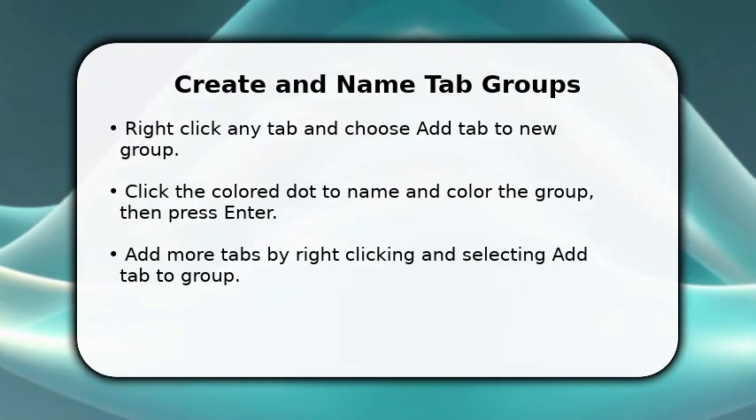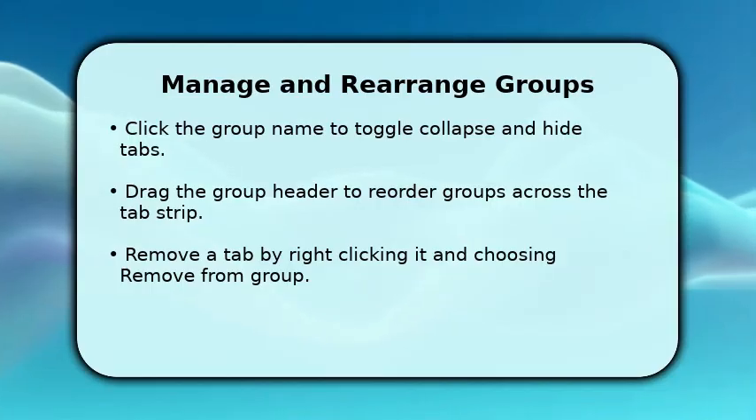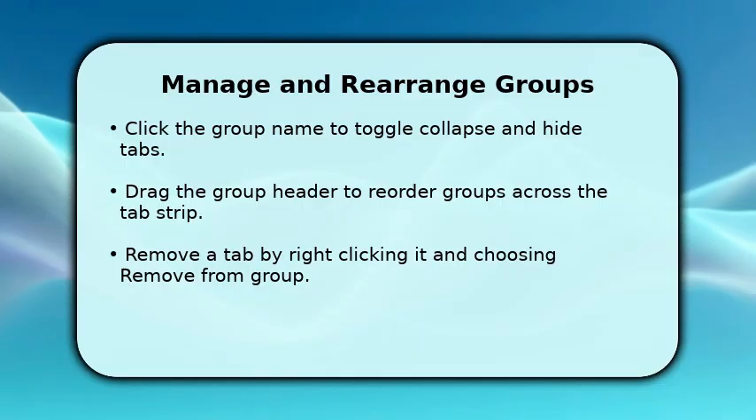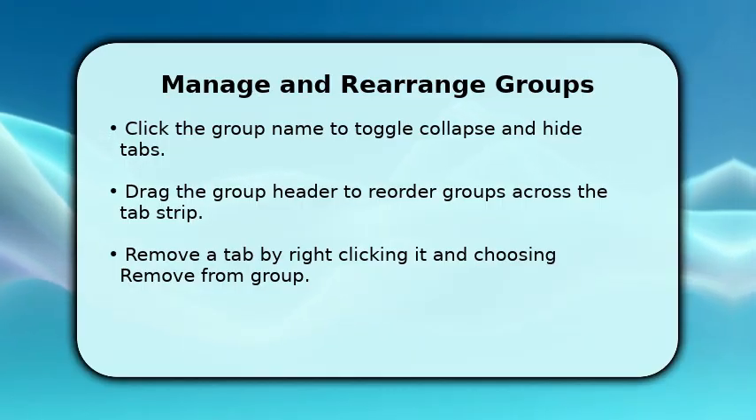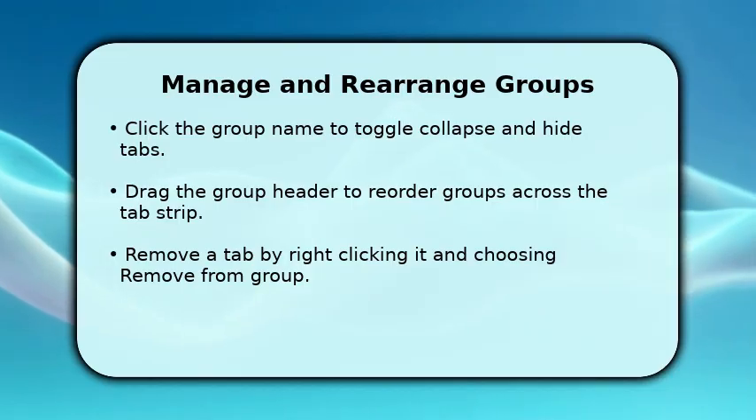After creating groups, you can collapse or expand them to reduce clutter. Click the group name to toggle Collapse, keeping tabs hidden but still loaded. Drag the group header to reorder groups across the tab strip quickly. To move a tab between groups, drag it into the target group header.